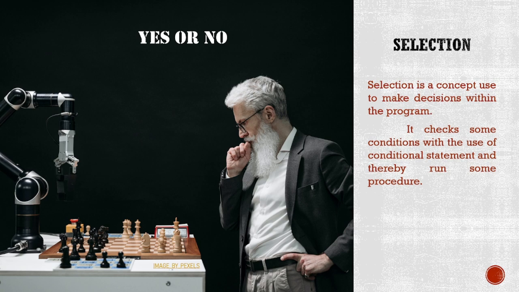Selection. You can see a man with a chessboard and he's thinking about something. This picture shows basically the selection. Selection is a concept used to make decisions within the program. It checks some conditions with the use of conditional statements and thereby runs some procedure.